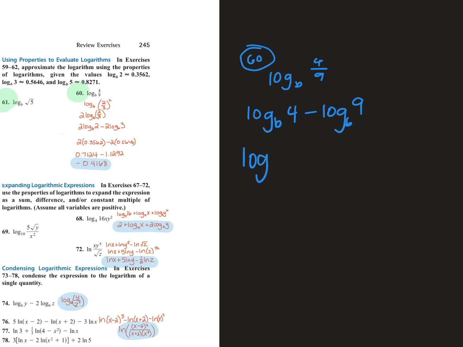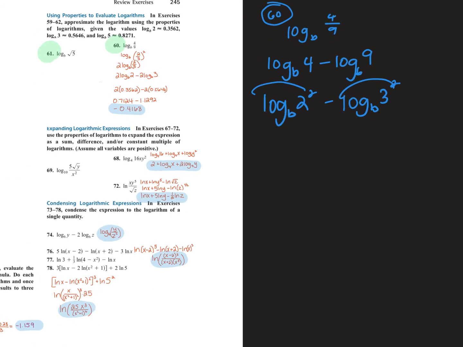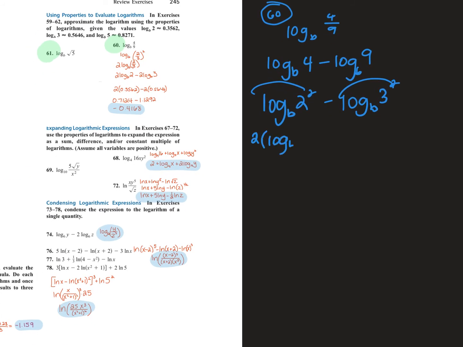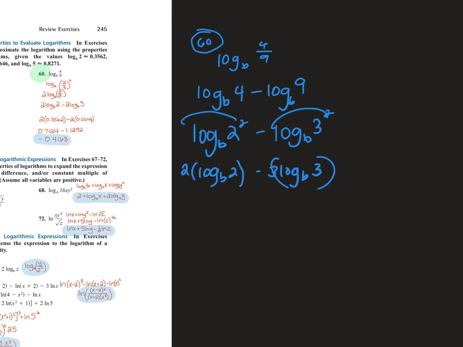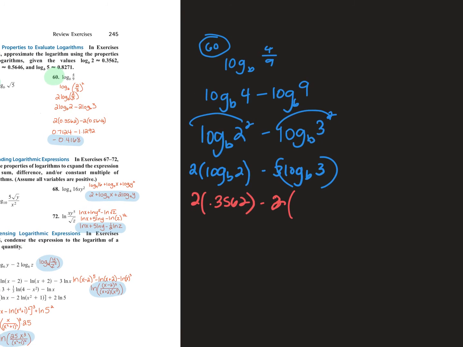So I would rewrite this as 2 squared, and I would rewrite this as 3 squared, and now the 2's come forward. 2 log base B of 2 minus 3 log base B of 3, wait, 2 log base B of 3, and then I can replace those with what they gave me. So log base B of 2 is 0.3562. And then 3, that should be a 2. Thank you. Log base B of 3, 0.5646. And then multiply out 2 times 0.3562.